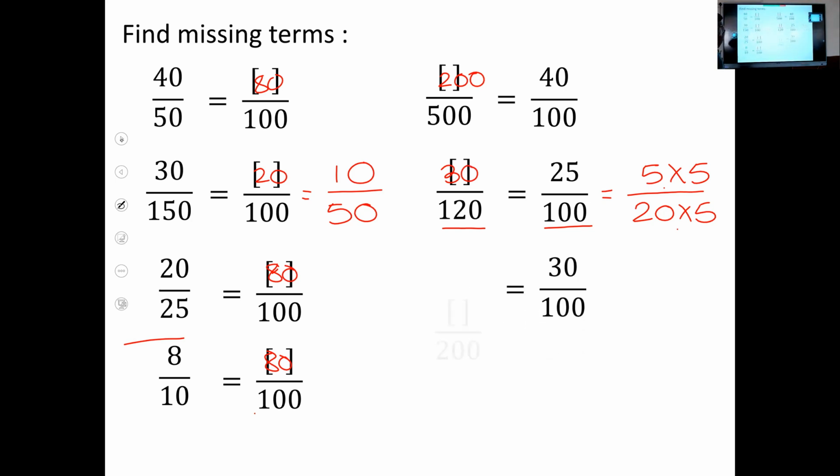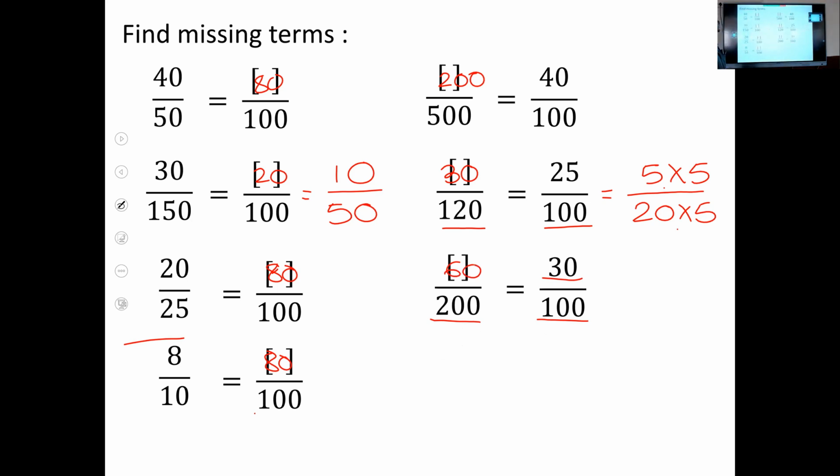What is the next? We have one more set of equivalent fractions. Here we have 100, 100 to 200 and 30 to 60 will be there. So in this box there will be 60.